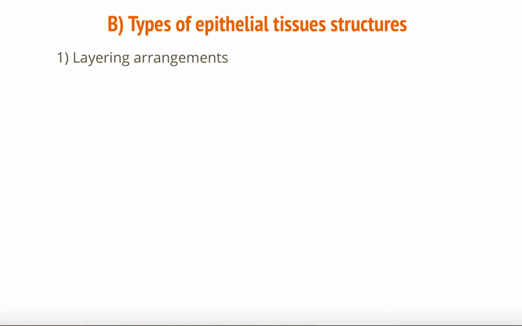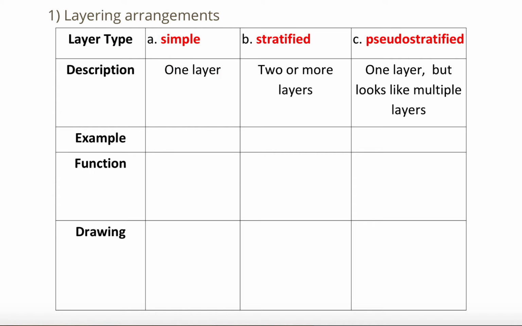So there's two things we want to look at when we think about epithelial tissues. We want to think about how many layers they form, and we want to think about the shape of the cells that are in those layers. So I want you to draw this chart under the types of layering arrangements in epithelial tissues. We're going to go over 3 ways layers can be made. One is simple, one is stratified, and one is pseudostratified. The one that's most confusing to think about is called pseudostratified. Simple and stratified are pretty straightforward.